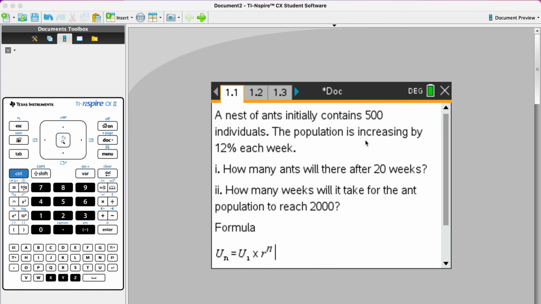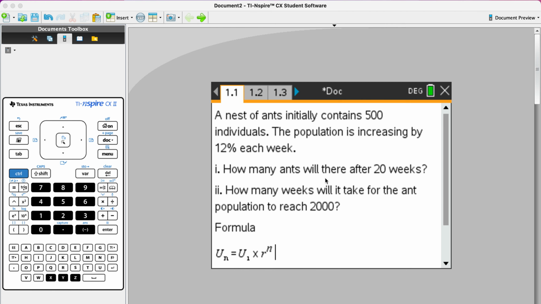Us or show how to use GDC for geometric sequence. Right, so here we have a nest of ants with 500 individuals initially, and the population is increasing by 12% each week. We see here it's increasing by a percentage. So percentage actually involves a multiplication operation. So this is not addition or subtraction. It means it's not an arithmetic sequence, it is a geometric sequence. If we have a sequence which increases or decreases by a percentage, it is a geometric sequence.